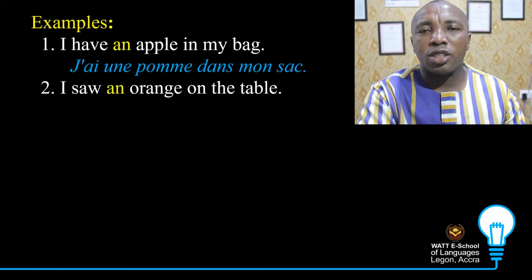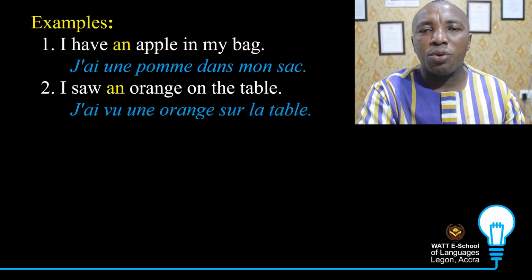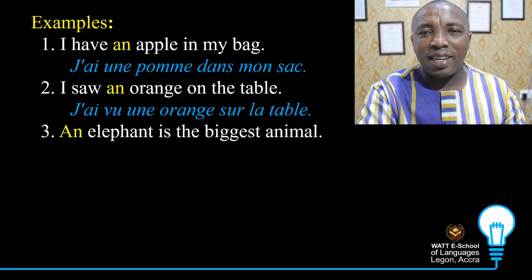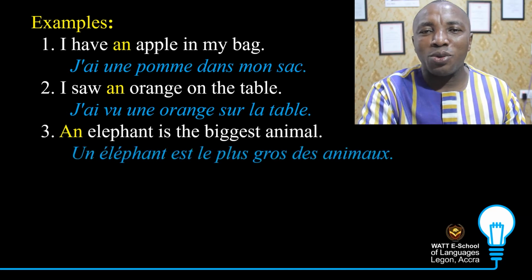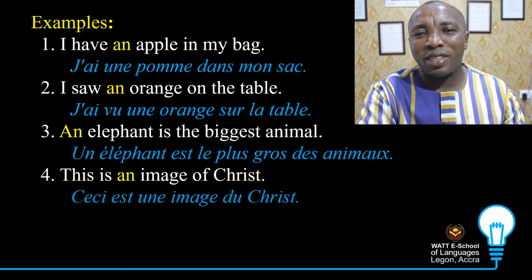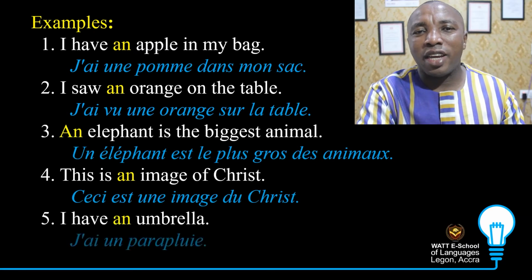Example 3. An elephant is the biggest animal. Un éléphant est le plus gros des animaux. Number 4. This is an image of Christ. Ceci est une image de Christ. Number 5. I have an umbrella. J'ai un parapluie.